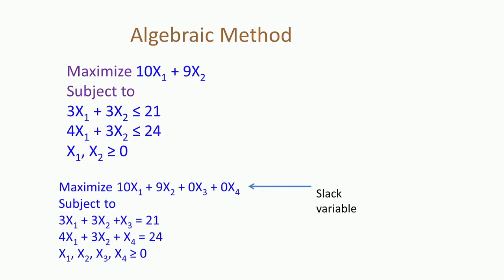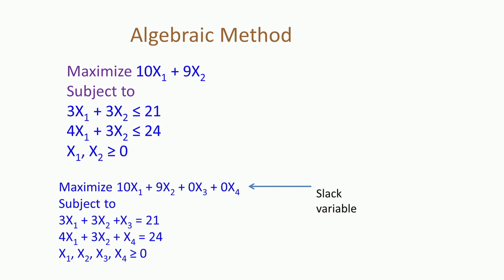So, we go back to the same maximization problem which maximizes 10x1 plus 9x2 subject to 3x1 plus 3x2 less than or equal to 21 and 4x1 plus 3x2 less than or equal to 24, x1 x2 greater than or equal to 0.